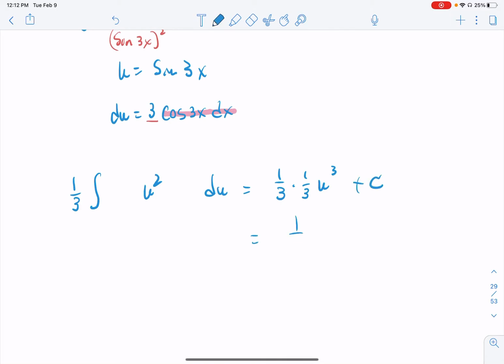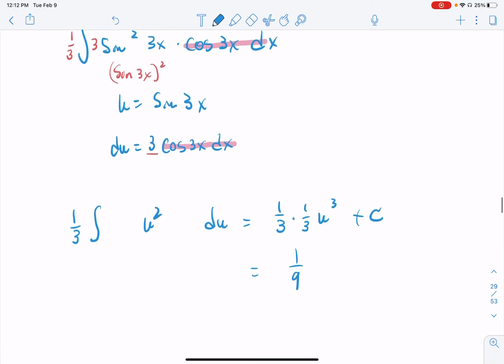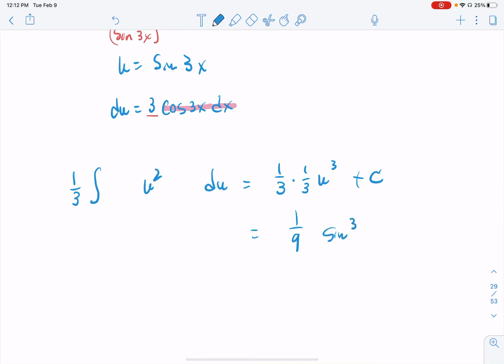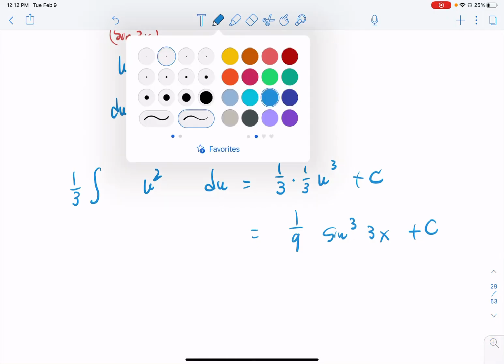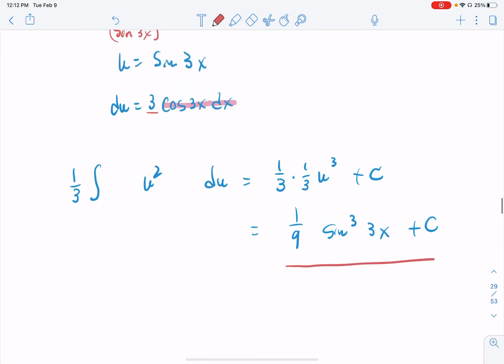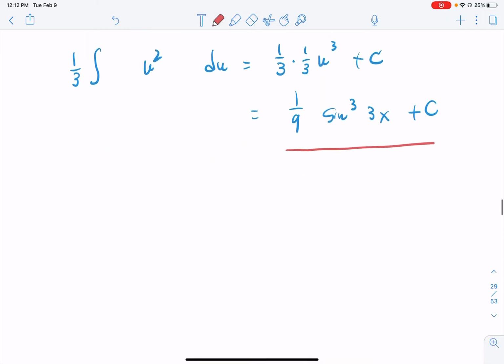That looks like an A. 1/8, 1/9. What is our u? Sine cubed of 3x, and then plus c. If you ever have a bad feeling about it, you could always take the derivative, which is what I'm going to do to check this.